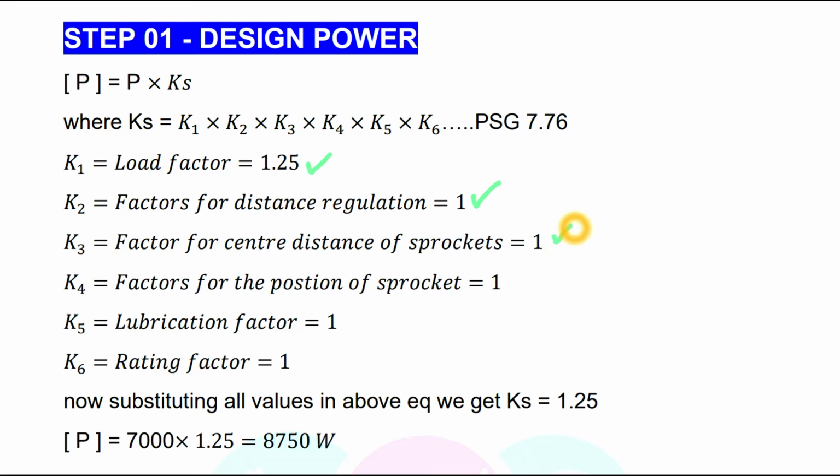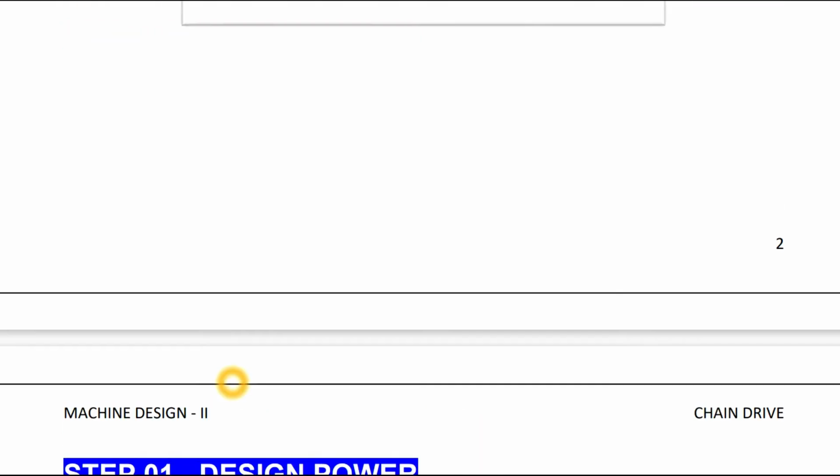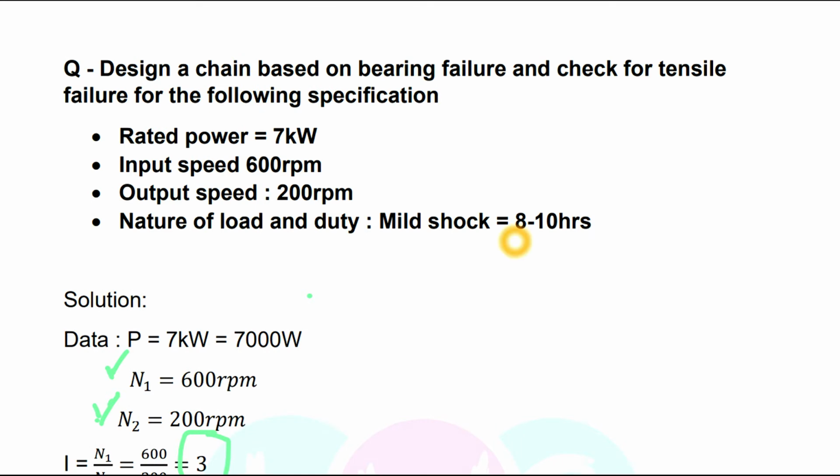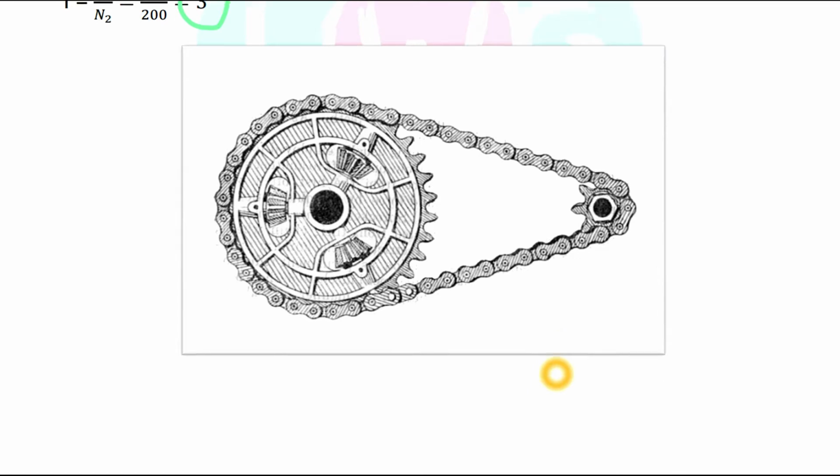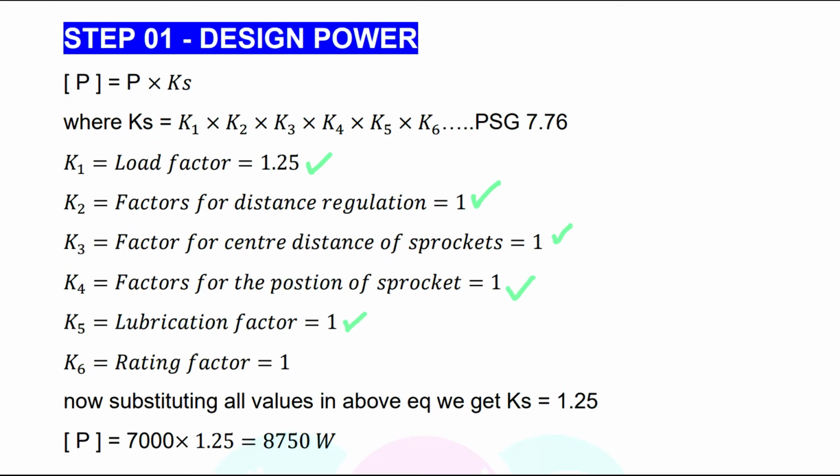Next, moving to K4. K4 is the factor for the position of the sprocket, and for that we select horizontal up to 60 degree. Horizontal up to 60 degree, for that the value is 1. K5 is the lubrication factor, we always assume drop lubrication. So for drop lubrication the value is 1. K6 is the rating factor. As given in the question, which is 8 to 10 hours, we select a single shift of 8 hours a day. So for that the value is 1.